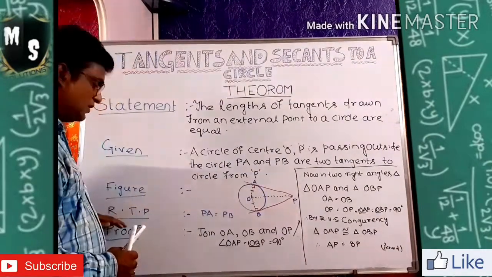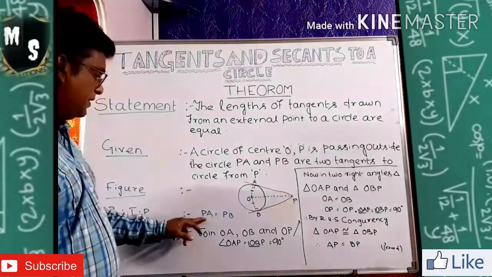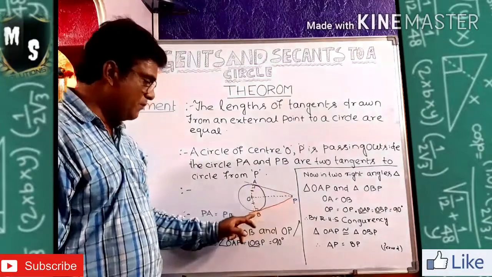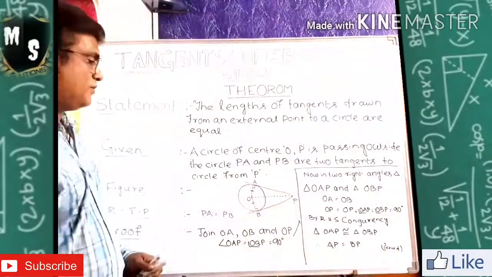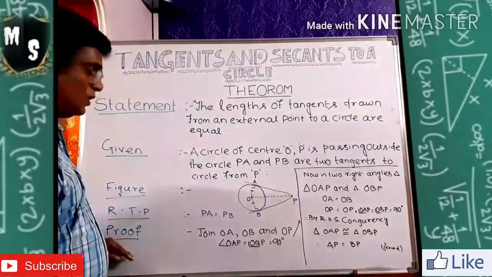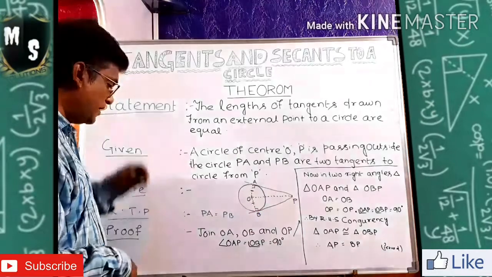Come to the RTP, that means required to prove. What you have to prove: PA is equal to PB. You have to prove P to A is equal to P to B. You have to prove this tangent is equal to this tangent. Understood? Now come to the proof. Now we are going to do the proof. See how the proof will be done.